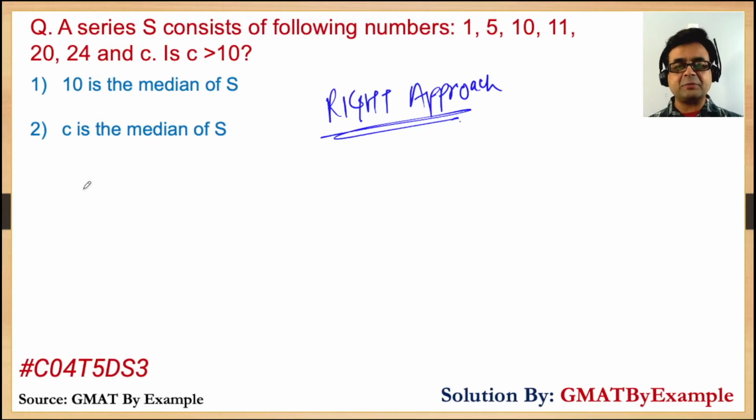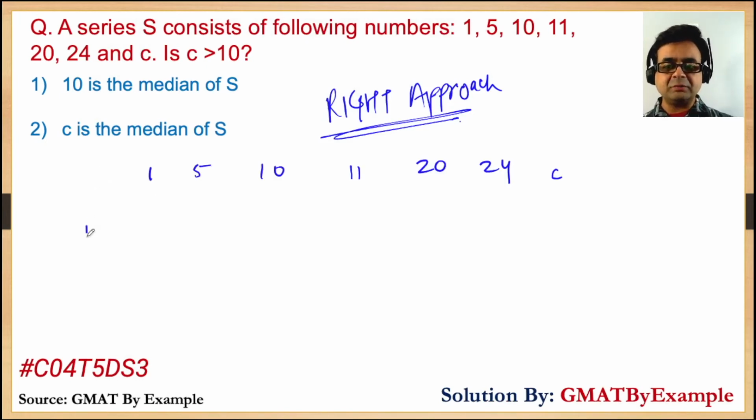Okay, so here's the right approach. Let's put the numbers down. Statement number 1 says 10 is the median of S. Since series S consists of 7 numbers, the 4th number would be the median. What that means is, if C is anywhere on the right side of 10, then either C would be the median or 11 would be the median, because 11 would be the 4th number in the series, or C will be here and then C would be the 4th number in the series. So the median may or may not be 10.